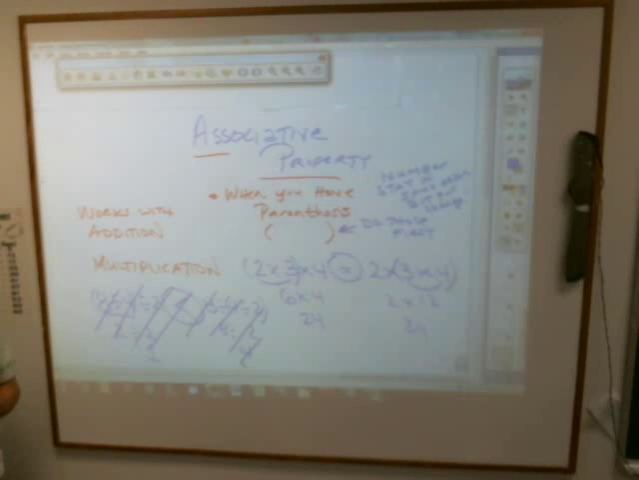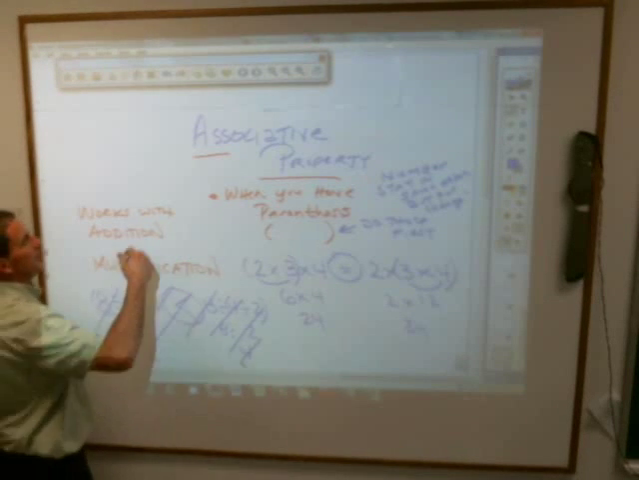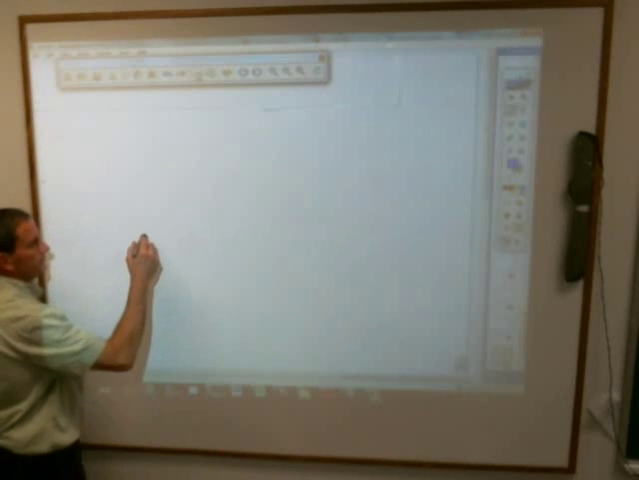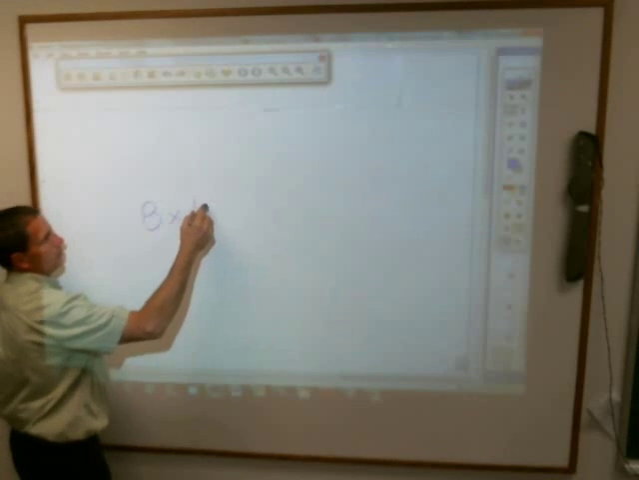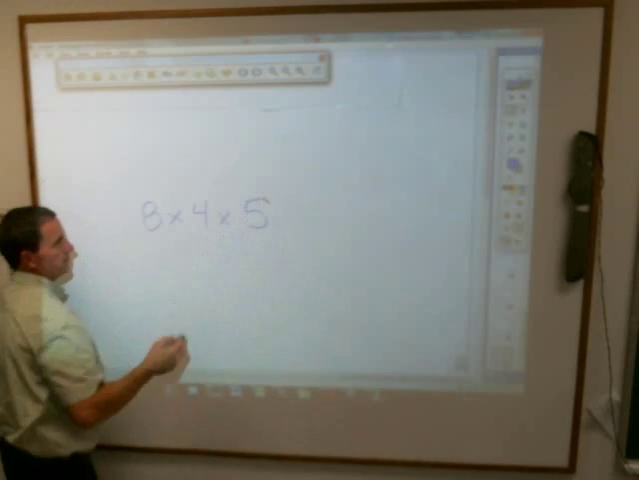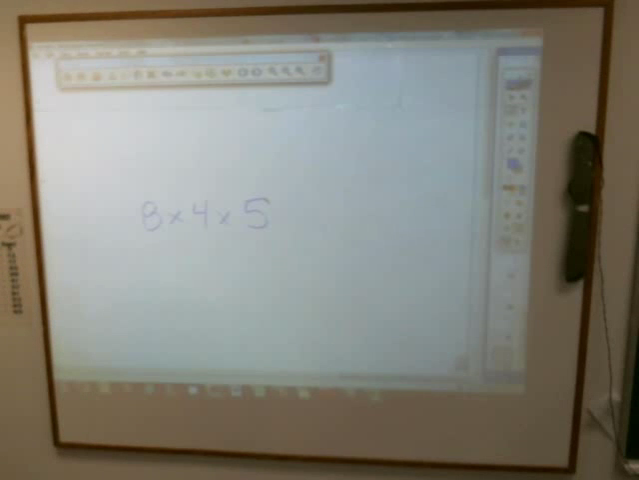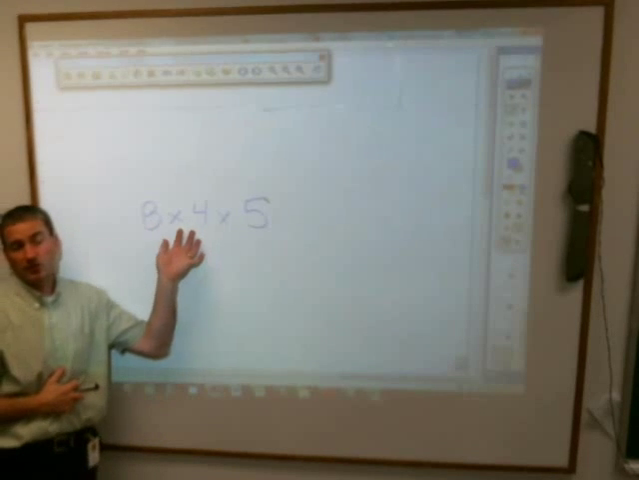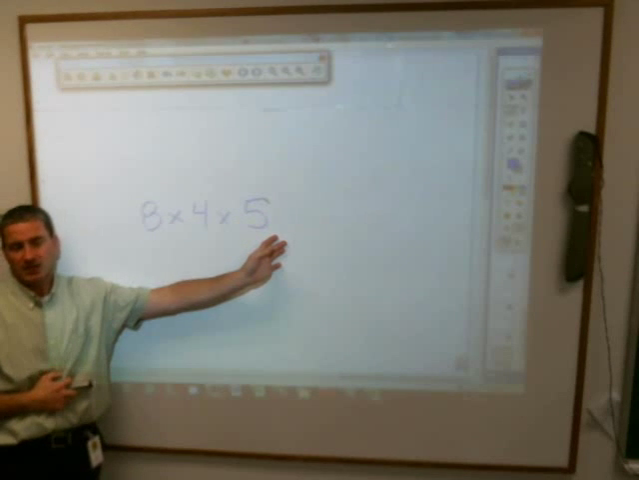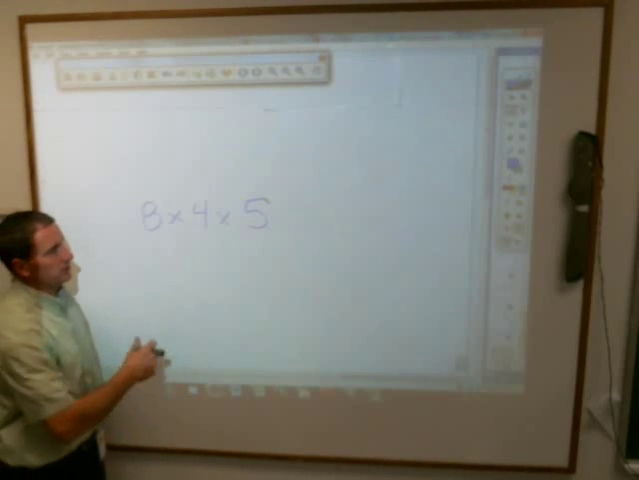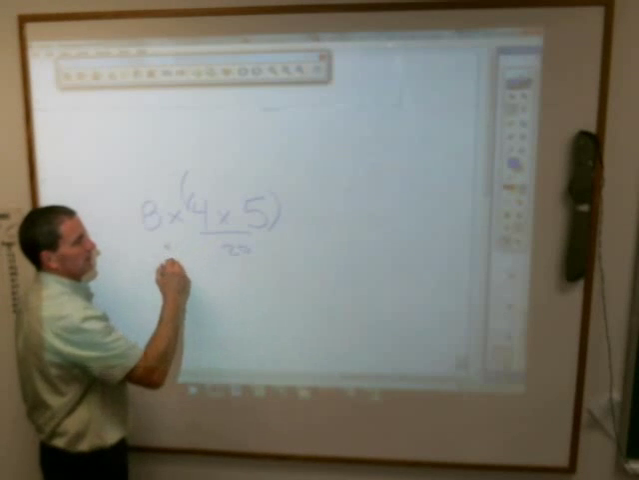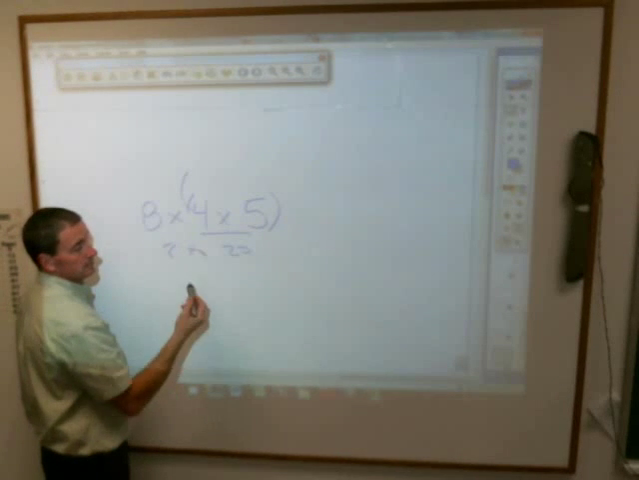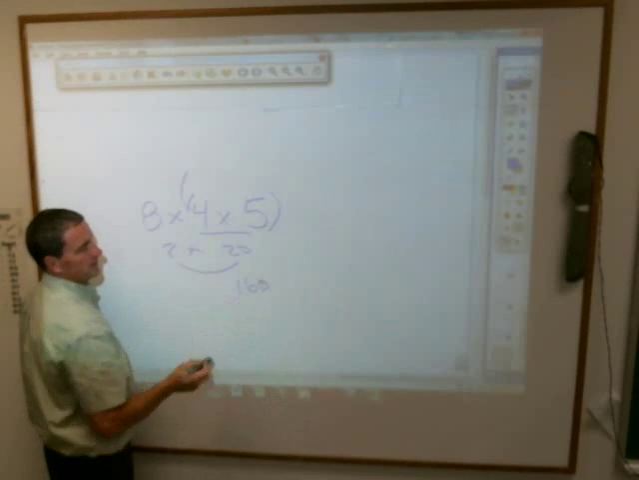The reason why that helps you out is because when you're doing a multiplication problem, if you have 8 times 4 times 5, the nice thing is that with the associative property, rather than multiplying 8 times 4 to get 32 and then 32 times 5, which is kind of tough, you can change the grouping and multiply these first. What's 4 times 5? 20. Can anybody do 8 times 20 in their head? 8 times 2 is 16, so it's 160.